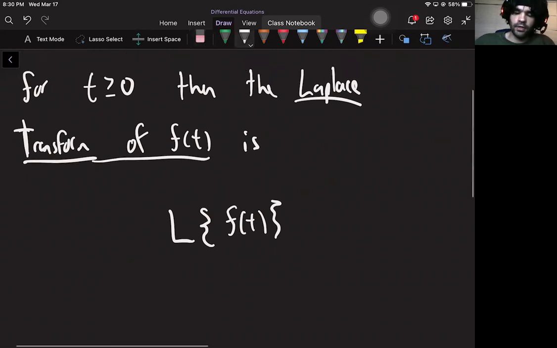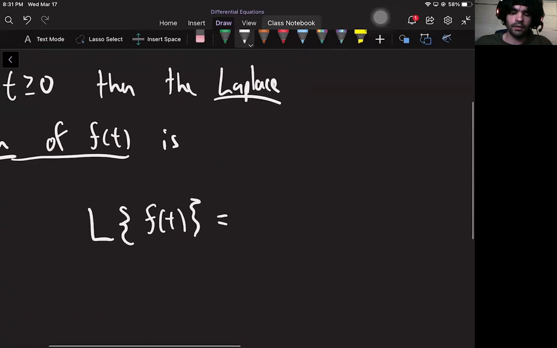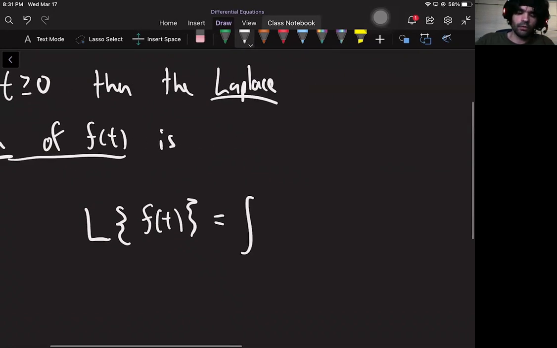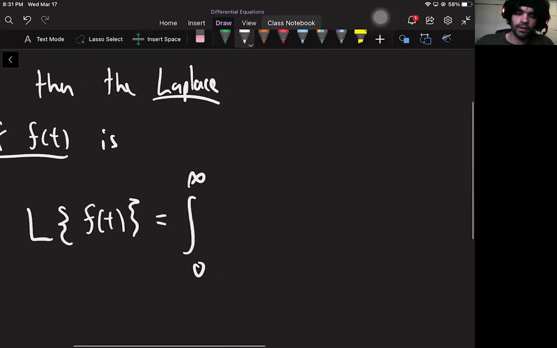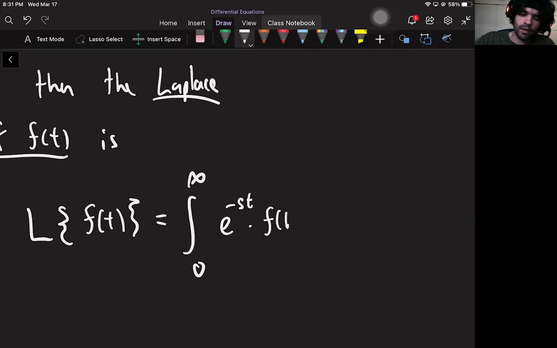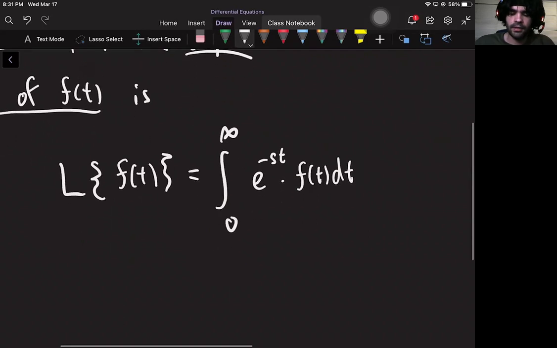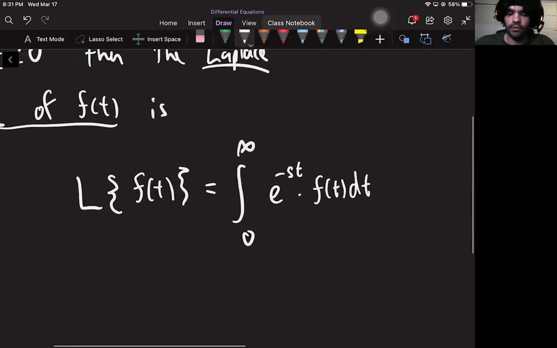In any case, the Laplace transform is, that's the name of it, but what is it? It's the integral from 0 to infinity. You take your function and you multiply it by e to the negative, and we introduce this other variable s, st. So you take e to the negative st, multiply it by the function of time that you're dealing with, and voila, that's the Laplace transform of f of t.